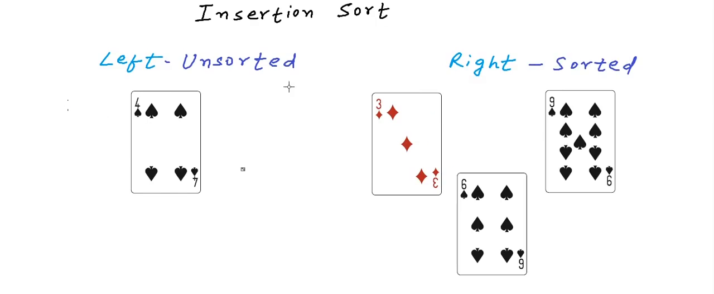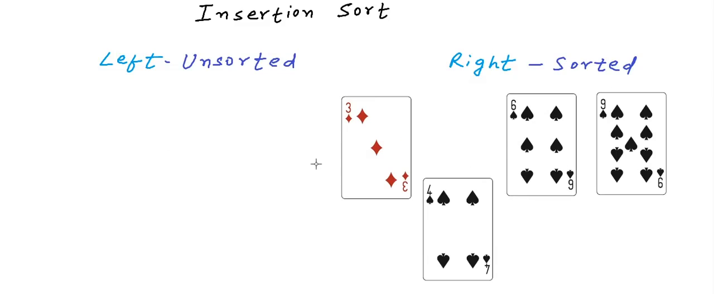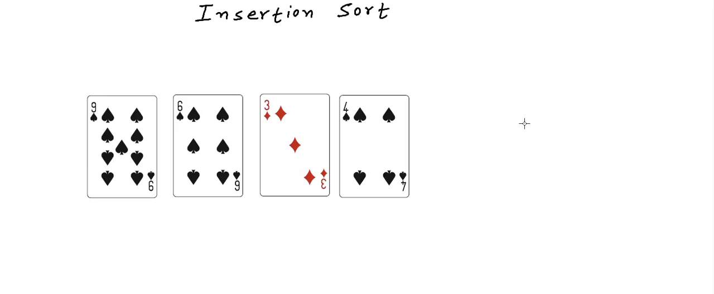Now when we take 6 to the right hand, it will have to be inserted between 3 and 9. And now the last card that we will pick will be 4, and 4 will have to be inserted between 3 and 6 in the right hand. And finally we will have a sorted arrangement in the right hand. I have used two hands here, but if you see, this can be done in one hand also. The idea is pretty simple.